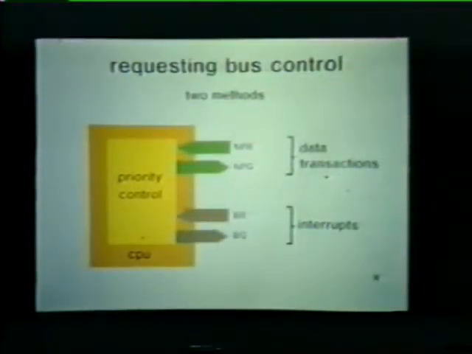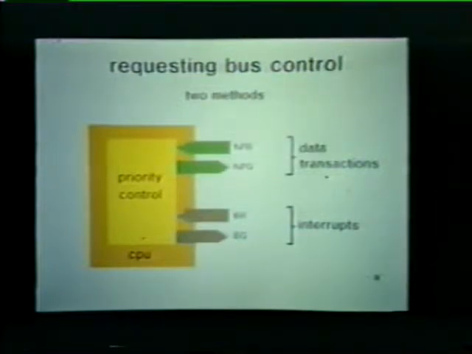Remember, there are 2 methods of requesting bus control. A device makes a non-processor request, or NPR, if it wishes to use the bus to perform a data transaction that does not require processor intervention. On the other hand, if the device needs the bus to interrupt the CPU for help, it makes a bus request, or BR. The priority control honors an NPR or BR by issuing a corresponding grant, either an NPG or a BG.